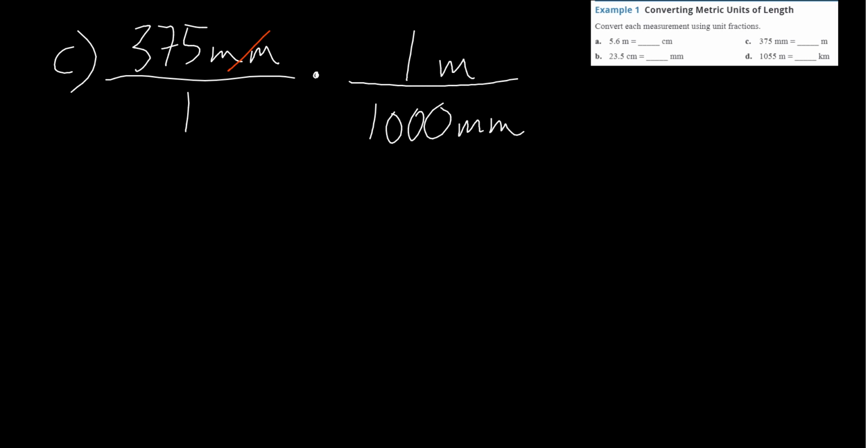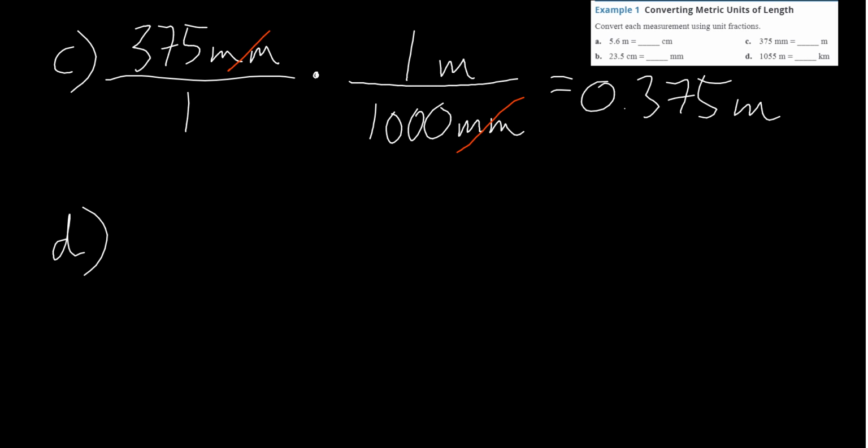We're going to do some cancellation here. And then again, the arithmetic is pretty easy to do in your head. 375 divided by 1,000, well, that's just going to be 0.375. Did I say 365 instead of 375? Holy smokes, today is not my day.